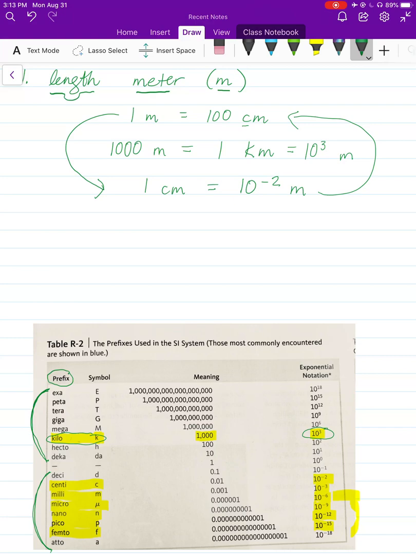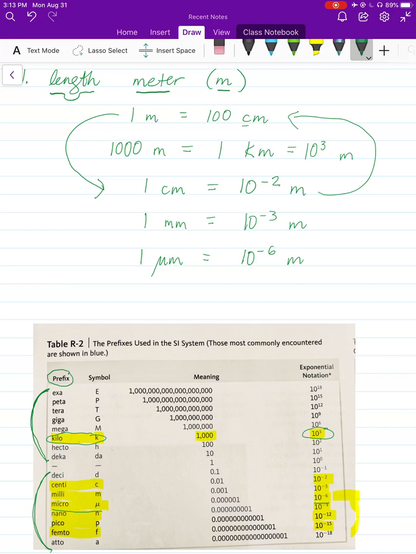Milli is 10 to the minus 3. So 1 millimeter is 10 to the minus 3 meters. And micrometer here is 10 to the minus 6. So you might use that one in biology because most bacteria have a diameter of around 1 micrometer, also known as 1 micron, and that's 10 to the minus 6 meters. So you can kind of see how you can scale a unit up or down.